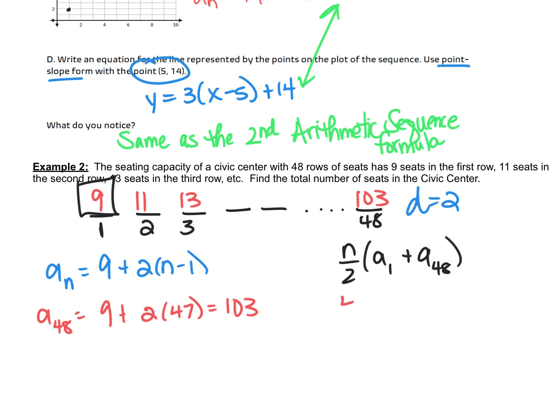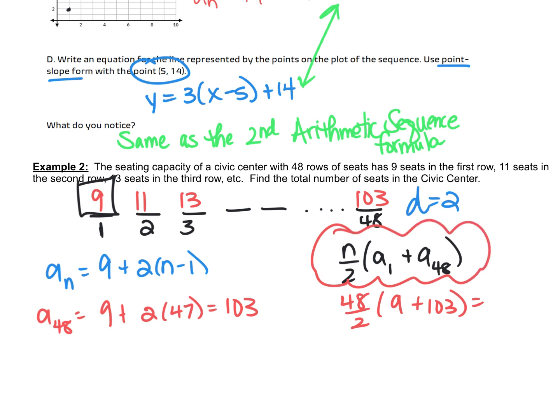We have 48 total rows. We divide it by 2. My first row had 9. My last row had 103. All right. Now, I don't think they're going to ask you this formula on the AP exam, just so you know. Nor are they going to give it to you if they do. So, all right, and then we would get our answer.